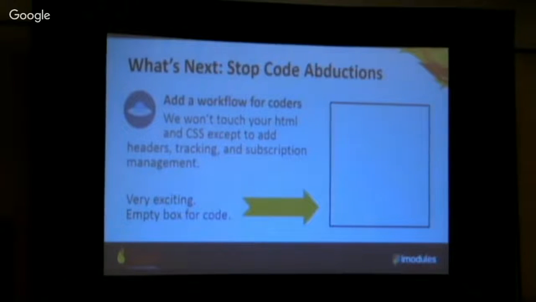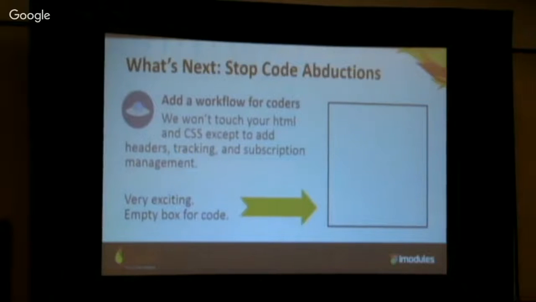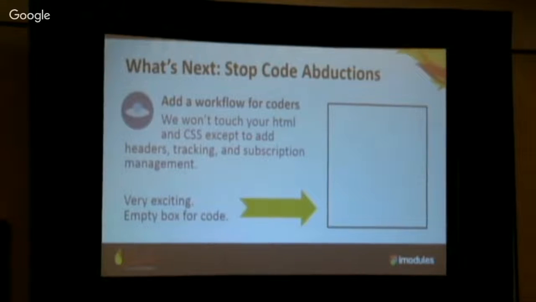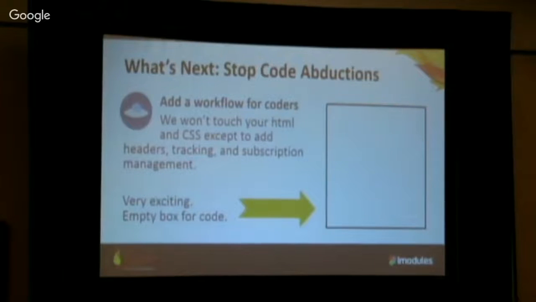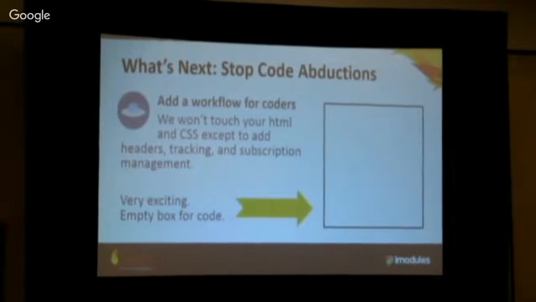As those of you who were at my idea exchange yesterday know, we use the Telerik WYSIWYG editor for both CMS and email. The downside is sometimes that editor abducts your HTML and CSS and replaces it with an alien clone. It looks very, very similar, but you can tell the difference, and so can I. So we're going to introduce an advanced workflow for coders. We won't touch the HTML, we won't touch the CMS you put in that empty box. The only thing we're going to do is add the necessary headers, tracking, and subscription management, so that those coding cowboys who like to take control and really build those emails from scratch have the availability to do that.